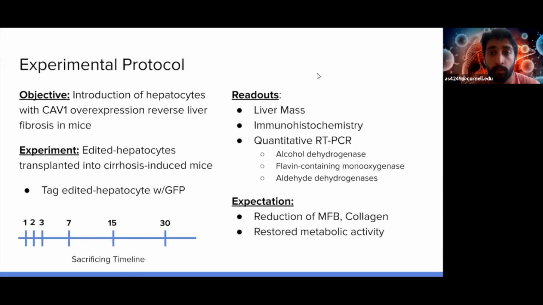And thus, through this in vivo model testing, we hope to find a reduction in the myofibroblasts, a reduced collagen deposition, and an increase of proteases that will degrade this ECM in order to restore our hepatocytes.